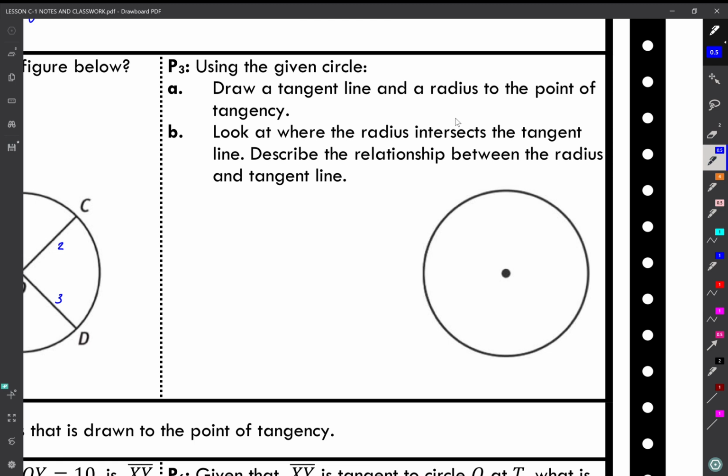Using the given circle, draw a tangent line and a radius to the point of tangency. Let's try to draw a tangent line. It's going to be hard on this thing.